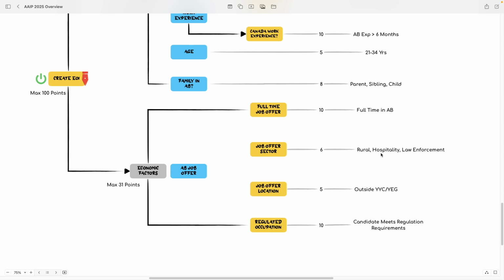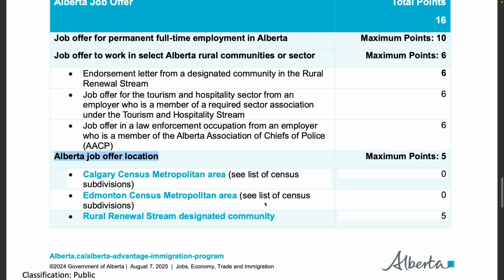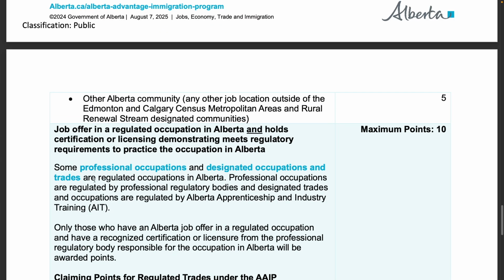You can get up to a maximum of 21 points like that. That's one scenario I am taking. And then if you are working in a regulated occupation, if your occupation or job needs any kind of certification, any kind of registration, and if you meet those criteria, then you get another 10 points. So depending on what kind of work you are doing, what kind of associations you are associated with, you can get up to a maximum of 10 points.